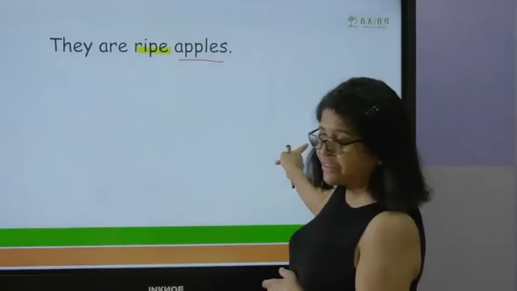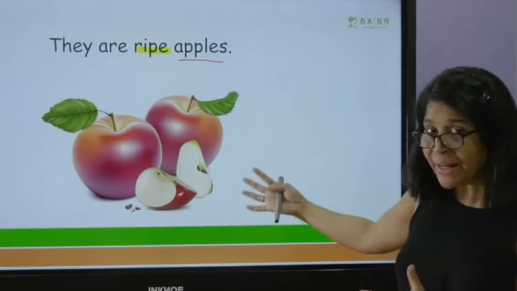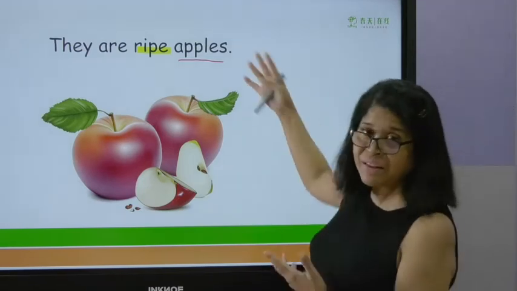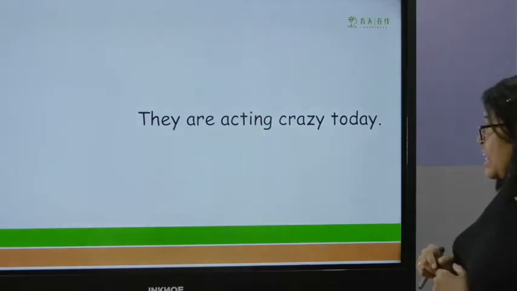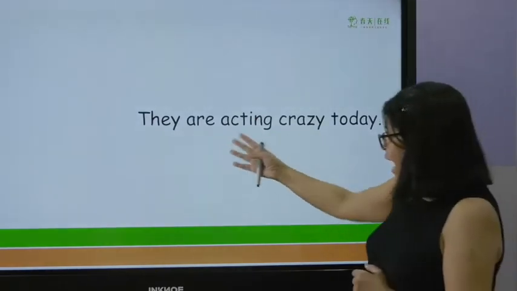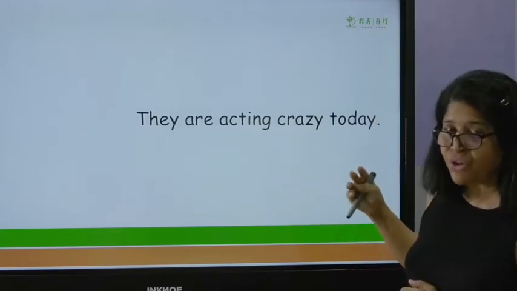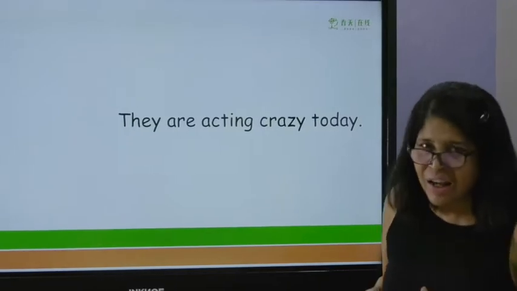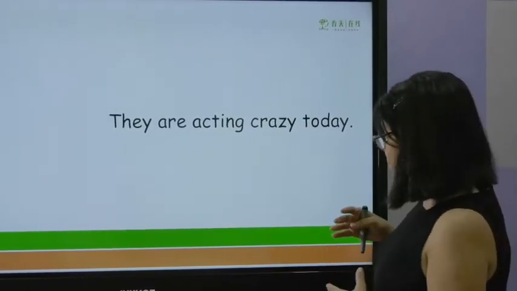Let's look at another sentence. Oh, before that, we have the apples. Did you get a picture, something like this in your mind when you read that sentence? Yes. Next sentence is, they are acting crazy today. So do you know what is the meaning of crazy? Have you ever acted crazy before? We may have, right? You and I, we may have acted crazy before.